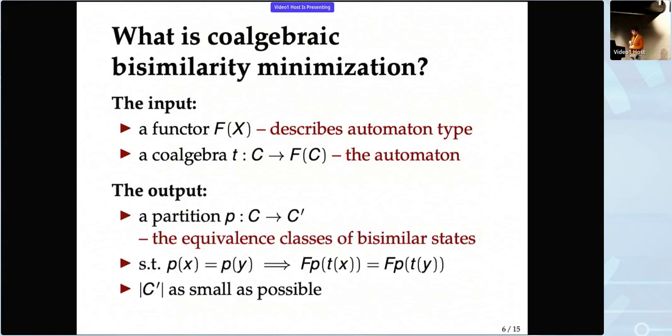So what do we get as output? We get a partition, which says for each state, what is its equivalence class? And this has to satisfy some condition, which says that we didn't merge too much. So this says that if 2 states get placed in the same equivalence class, then up to this partition, they have to have the same outgoing transition. And we want to get the number of equivalence classes as small as possible.